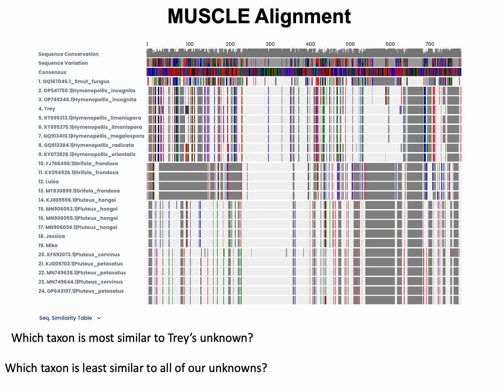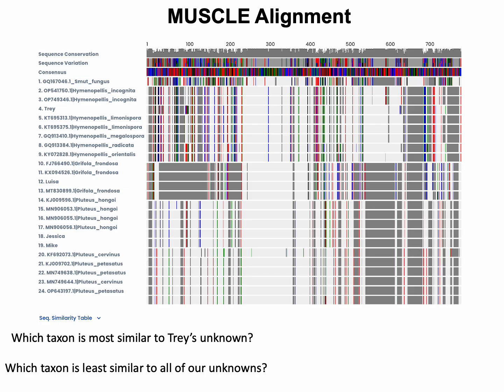You're likely asking yourself, okay, so what do I actually need to pull out of this muscle alignment? The two big questions that you'll need to answer from this muscle alignment are, number one, which of all the taxa that are lined up is most similar to your particular unknowns? So in this example, let's say, which of these is most similar to Trey's unknown? And you'll also need to identify which taxon, or which individual sequence line, is least similar to all of the unknowns.